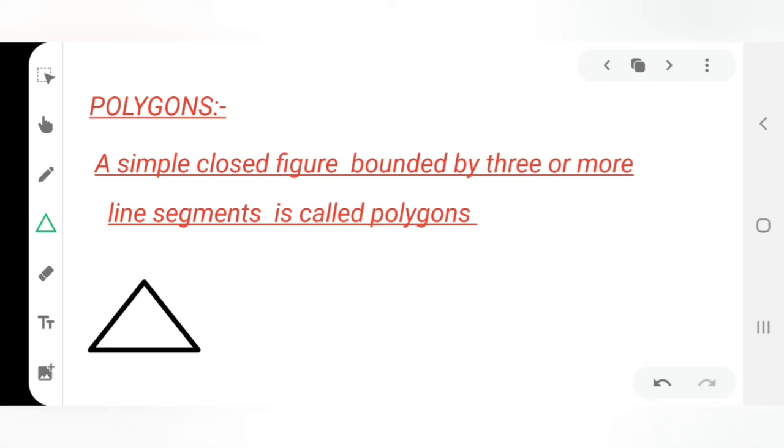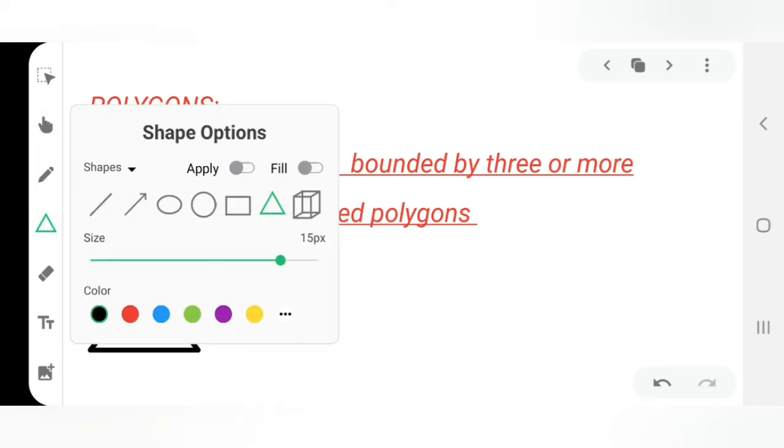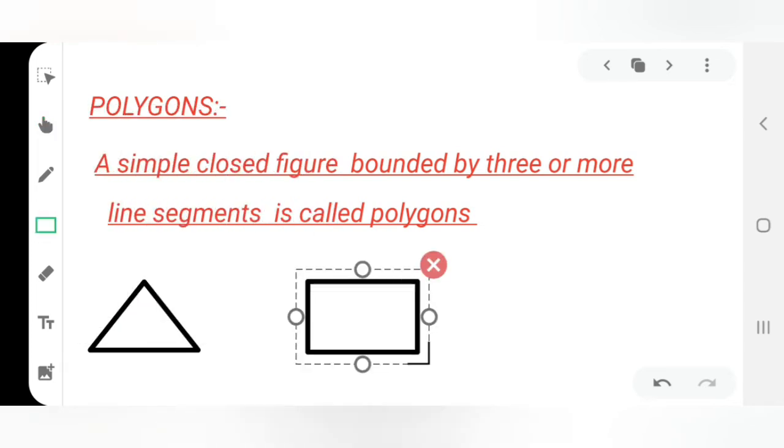This is a triangle, 3 sides are there. It is enclosed by 3 line segments, so this is a polygon. And what is the name of this polygon? It is called a triangle. After the triangle, we have another figure with 4 line segments. So it is a polygon. And what kind of polygon is it? You can say it is a rectangle, or you can say a quadrilateral.